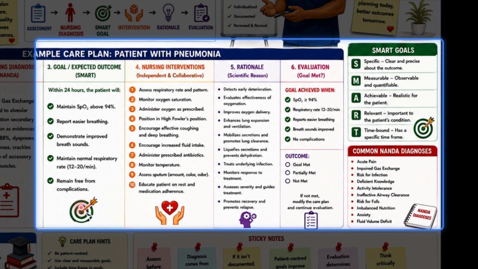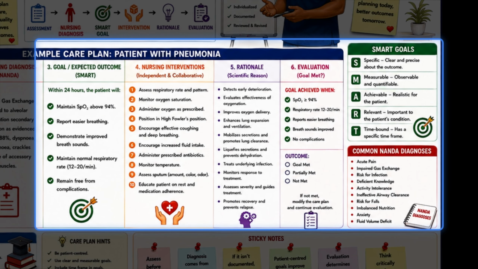Notice how every objective directly opposes an abnormality found in our assessment data. Low oxygenation becomes oxygen saturation above 94%, tachypnea becomes 12 to 20 breaths per minute. This tight symmetry is what makes a care plan clinically powerful.